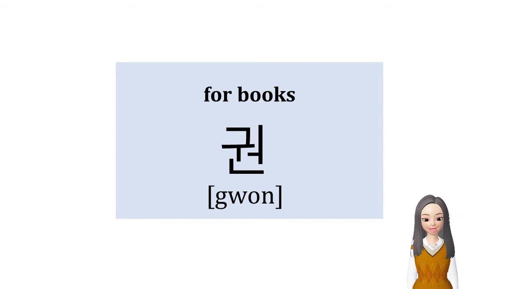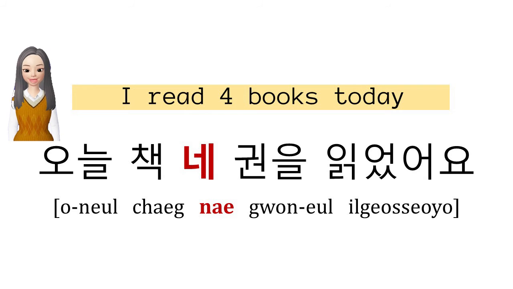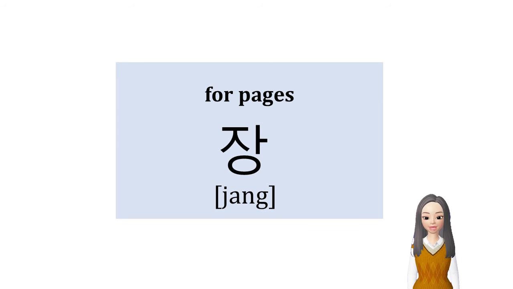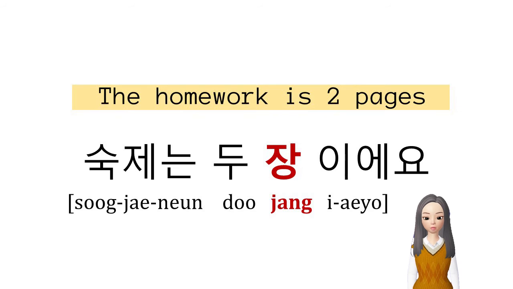Another counter word is for books. We say 권. For example, 오늘 책 4권을 읽었어요. Again, there's the noun 책, then the number 4, and the counter 권. The next counter is for pages. 장. For example, the homework is 2 pages. 숙제는 2장이에요. 숙제는 2장이에요.